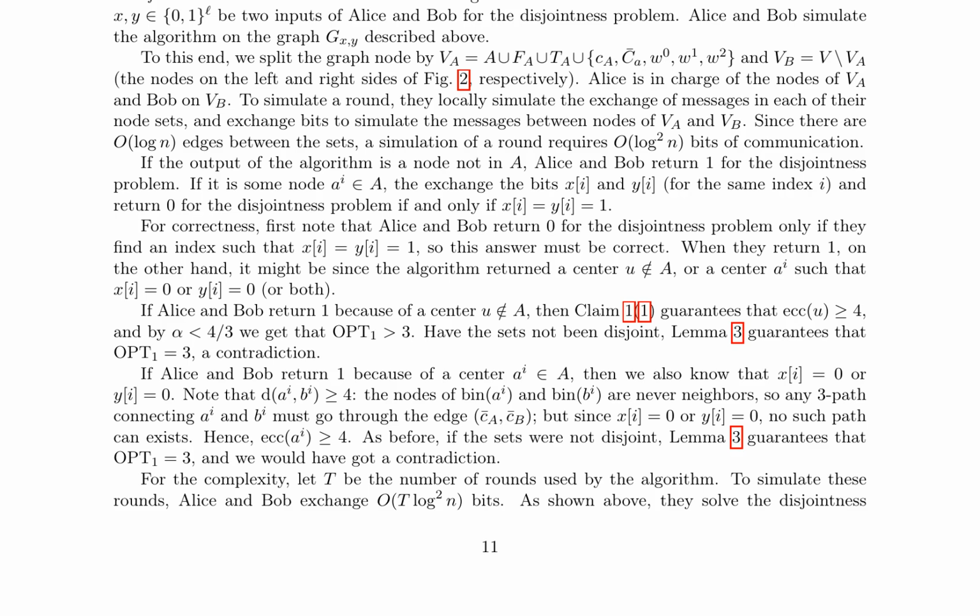In both cases, it is shown that if the sets were not disjoint, Lemma 3 guarantees that the optimal one-center solution is 3, leading to a contradiction. Finally, the complexity of the approach is analyzed, showing that Alice and Bob exchange T log 2n bits to simulate the rounds, where T is the number of rounds used by the algorithm.